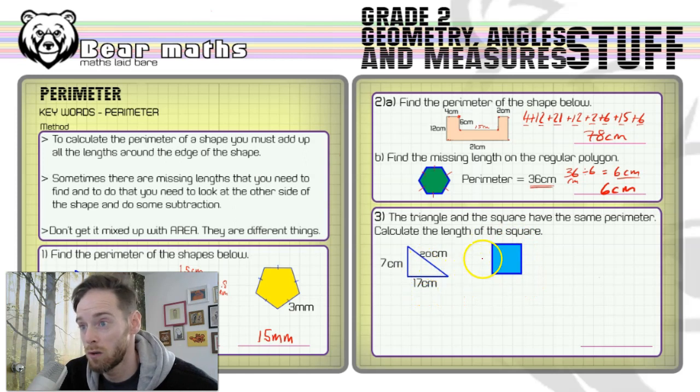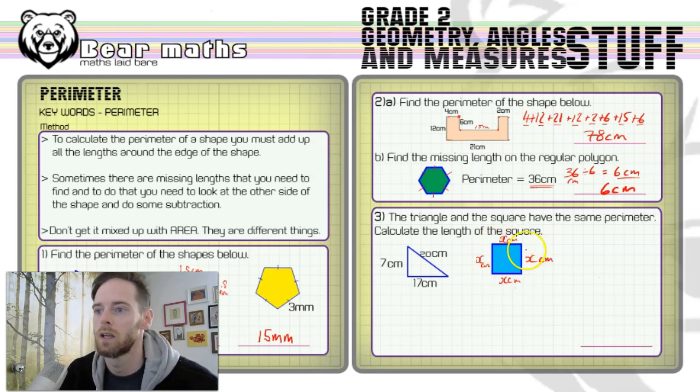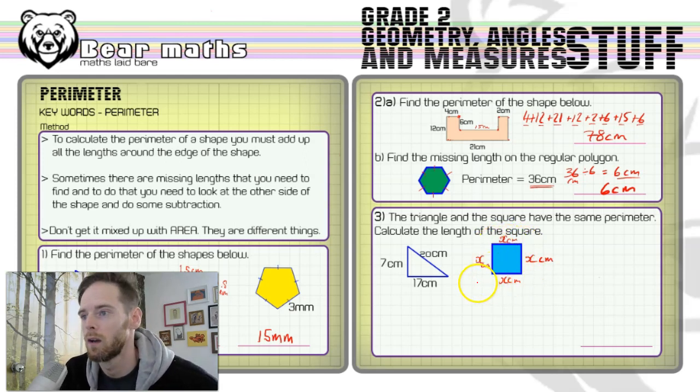Now what we can do is we could call that length x, if you like. Okay, x centimeters is something we don't yet know. And if it's a square, we know that actually all of them are x centimeters. All right, because a square has the properties of having all the same side lengths. It's a regular polygon. All right.